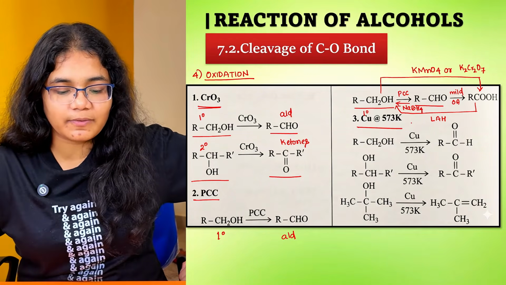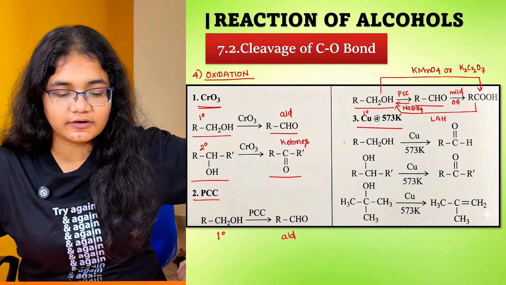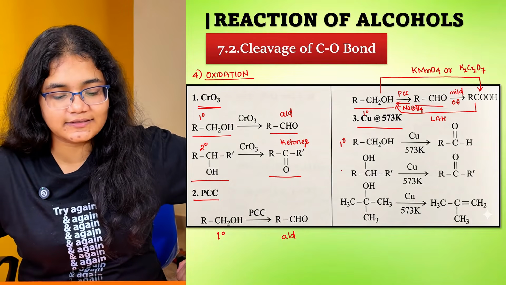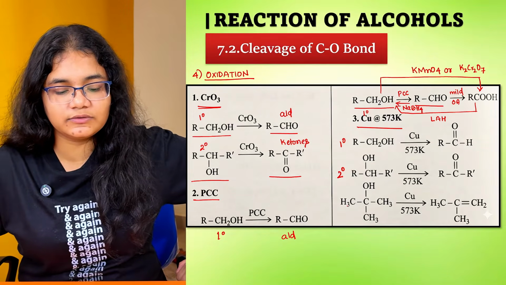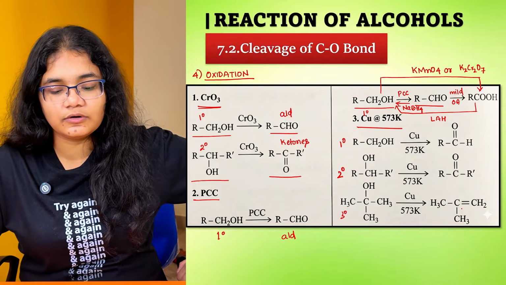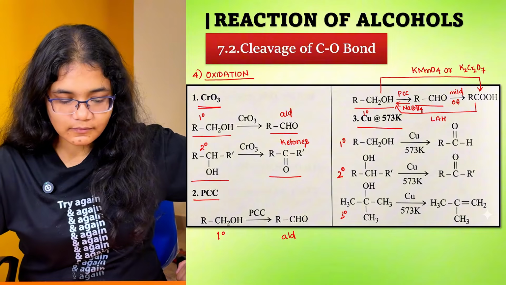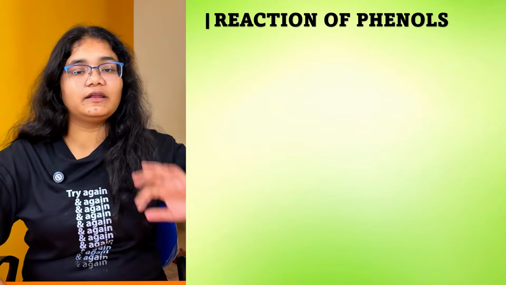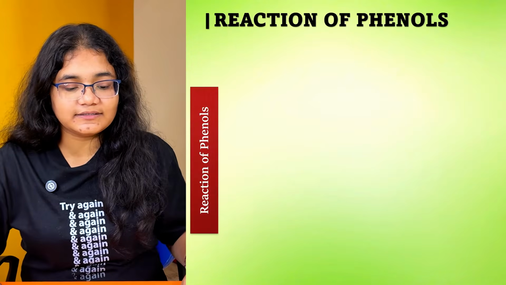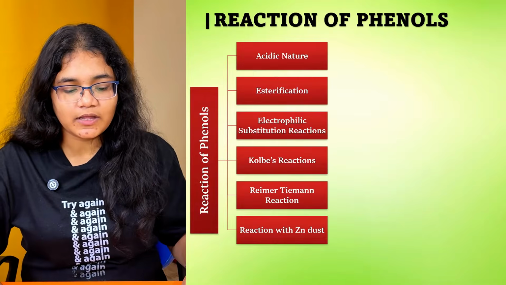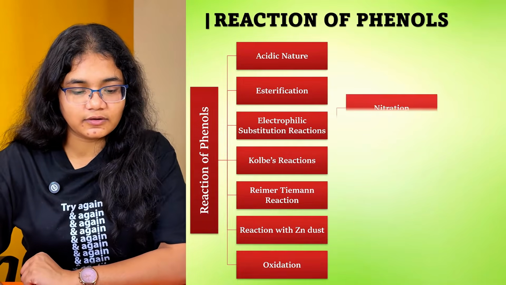Next reagent is copper at 573 Kelvin. It converts primary alcohols to aldehydes, secondary alcohols to ketones, and tertiary alcohols to alkenes. So that you have to remember. With this, we are done with the reactions of alcohols. Now let us see the reactions of phenols.